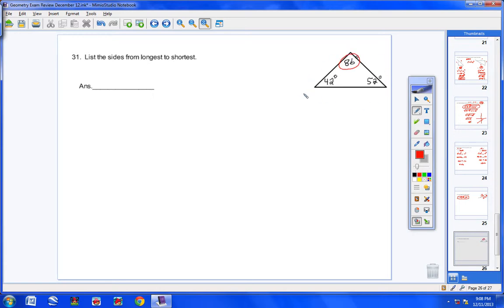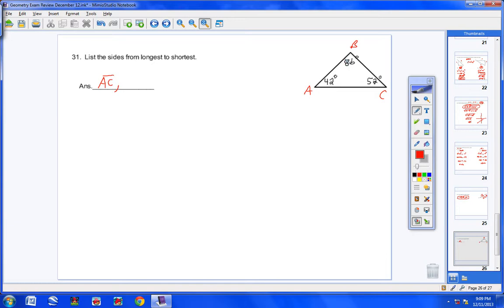Well, and by the way, I better put some names up here. Let's call this A, B, and C. That's my fault. Okay, here's the largest angle, so we go straight across. And what side is right across from angle B? Side AC. Here we go, A, B, C. I know that the longest side is AC.